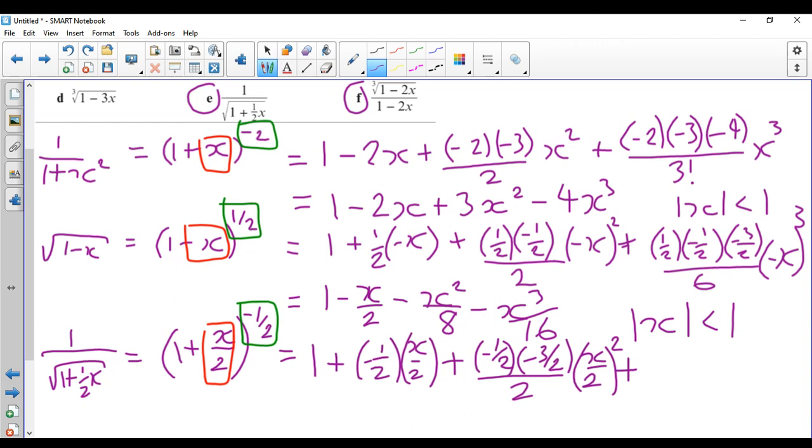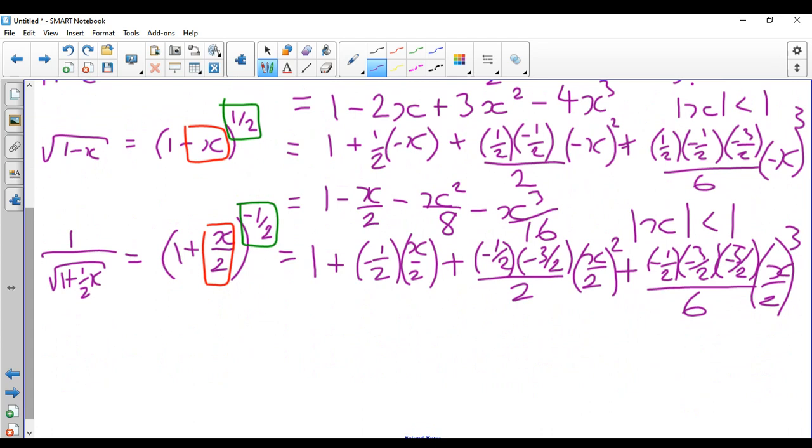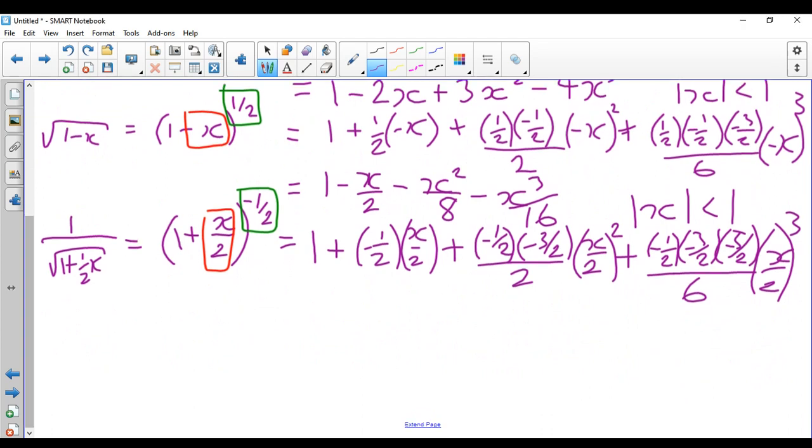use of brackets, please be careful. And then I've got minus a half, minus 3 over 2, minus 5 over 2, over 6, x over 2 to the power 3. Right, let's see if I can get to that extended page at the bottom. Okay, so neaten this one up. I have got 1 minus x over 4, half times a half. I've got, if you stick all of those fractions, including the half squared, of course, don't lose that, you will get 3x squared over 32 minus 5x cubed over 128.